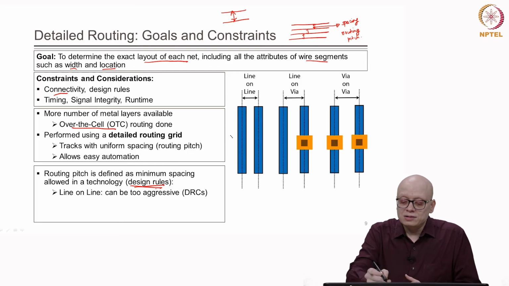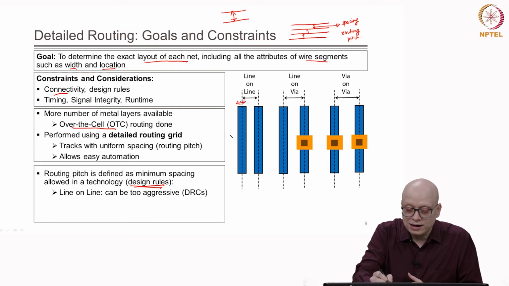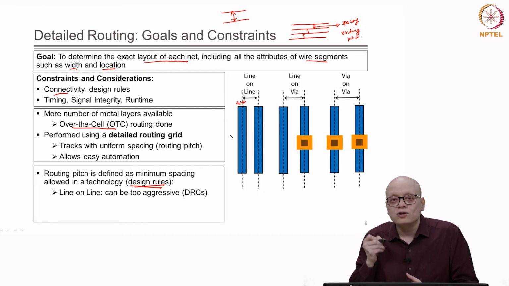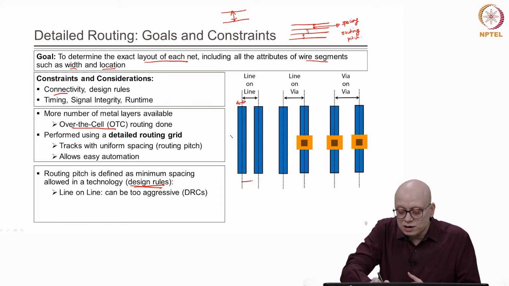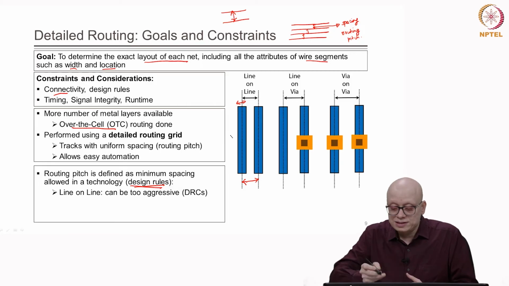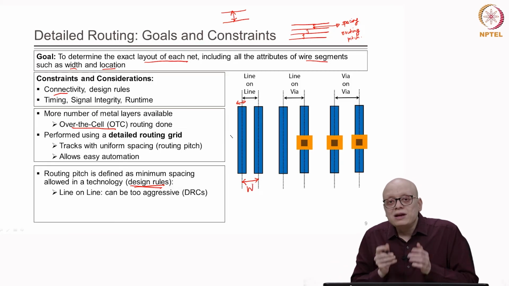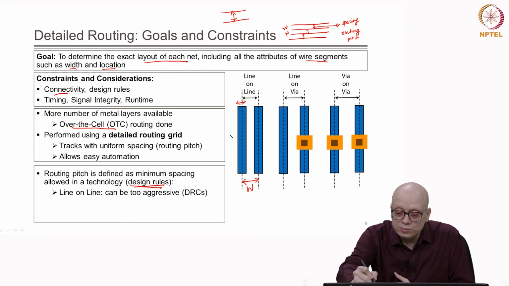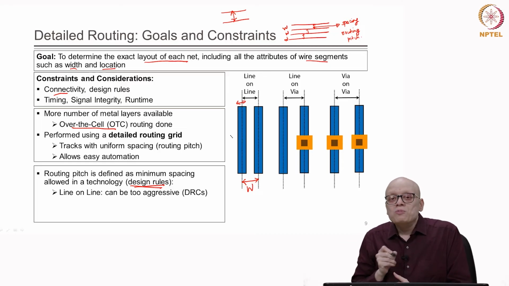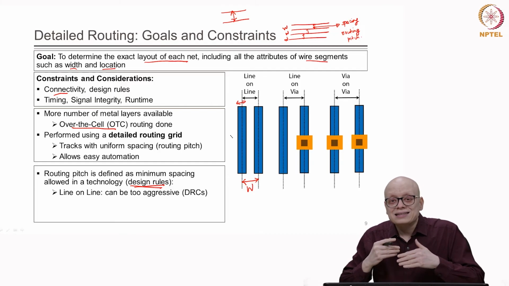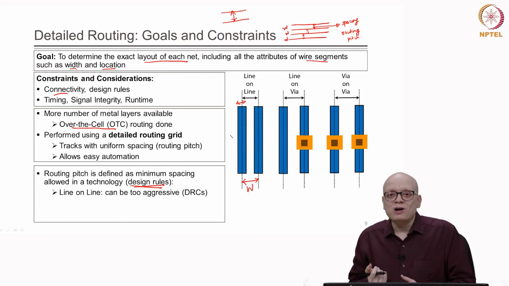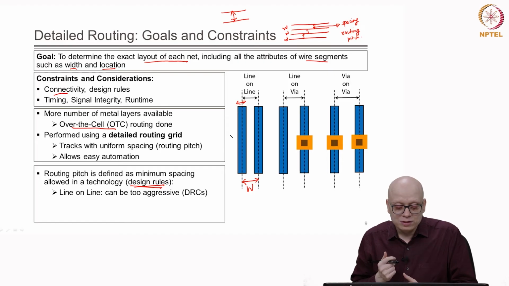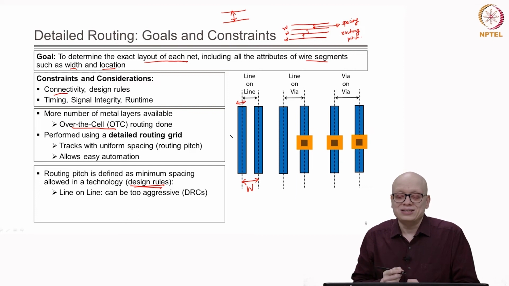For example, suppose this is the minimum width of the line that can be drawn in a given technology, and for that minimum width the foundry says that the spacing should be, say, W. Now, we can make the tracks W distant apart, all these are W, W, W and so on. We can create tracks based on this information, but what will be the problem with this? The problem is that it is too aggressive and it will create a lot of DRC violations, meaning design rule check violations.